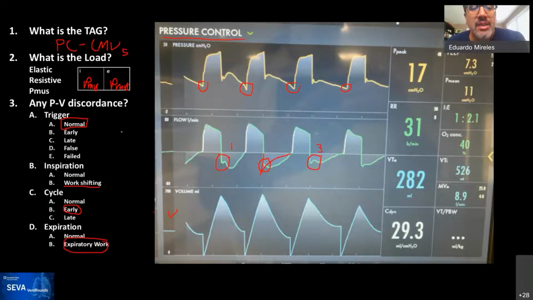Now, in our PV discordance, we never talk about the volume waveform, and that's why I wanted to focus on it today. When we look at the volume waveform today, you can see that there's a pretty marked discrepancy between the exhaled and the inhaled tidal volume. So what are the thoughts here? What is the tidal volume of this patient? What's the importance of this?